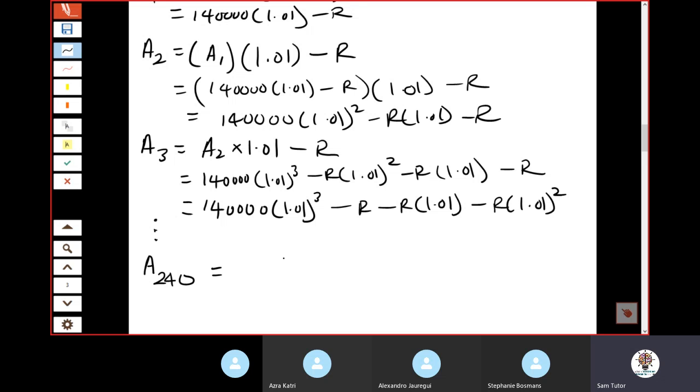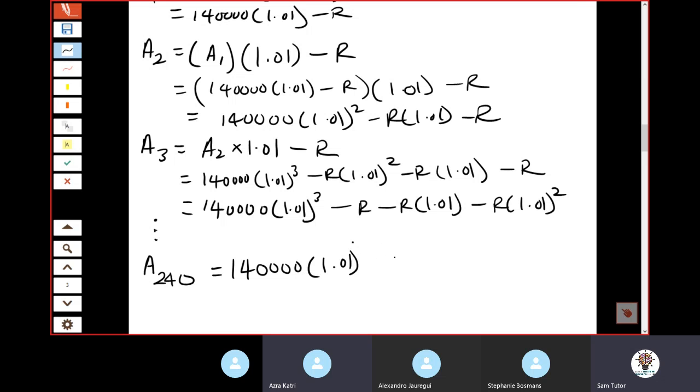Okay, Azra, let's do this one. When you're trying to write your sequence here, you're going to follow your A3. So A3 became 3, and then the last one was 2. So Azra, A240, what are you going to write? It must equal to? A240 is going to equal 140,000 times 1.01 to the power of?